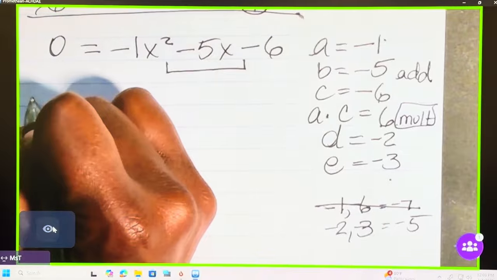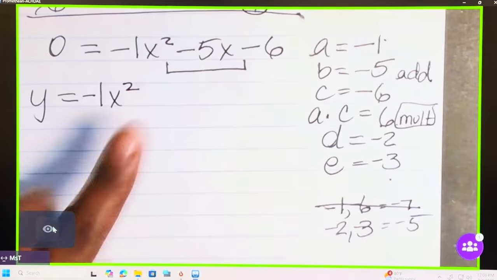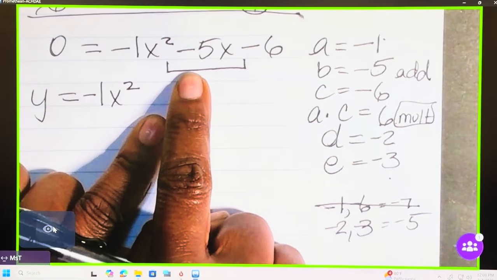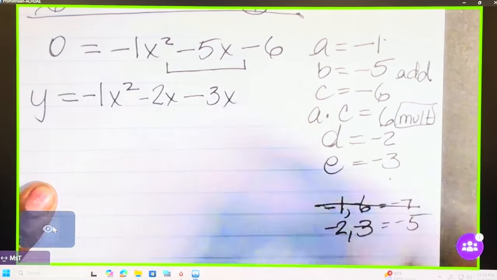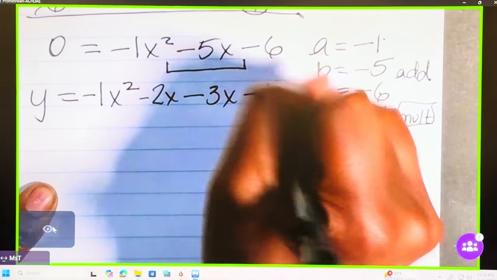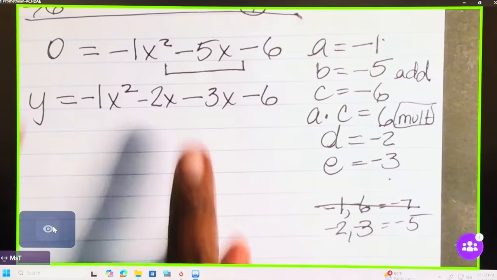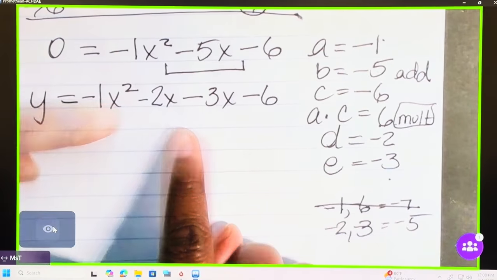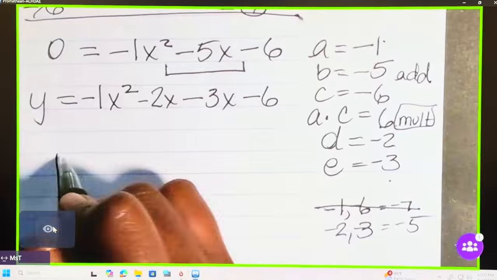Now we got y equals -1x squared. That's my first term. What am I going to put in place of -5x? -2x and -3x. And then I'm going to bring down what's left, which is -6. Any questions? No. Are these two the same or are they different? Same thing. Just one is simplified and one is not. But why do you, Miss Stampley, want 4 terms? Because I need to be able to put this thing in the Punnett square. So let's go build our Punnett square. Our area model.